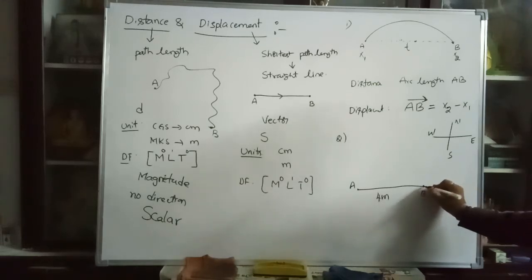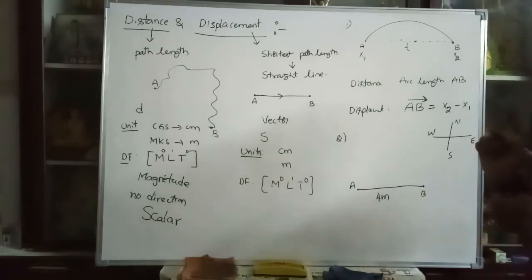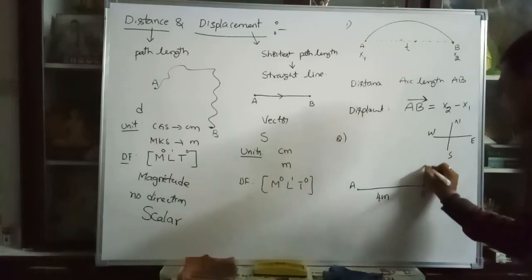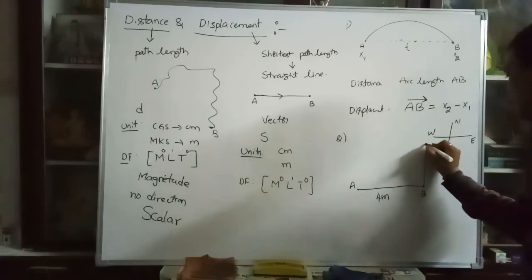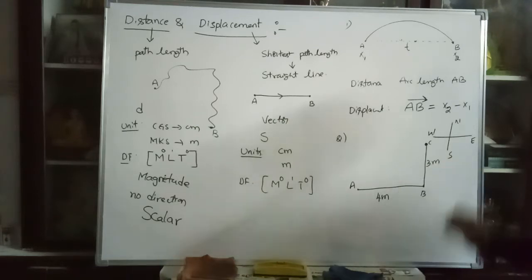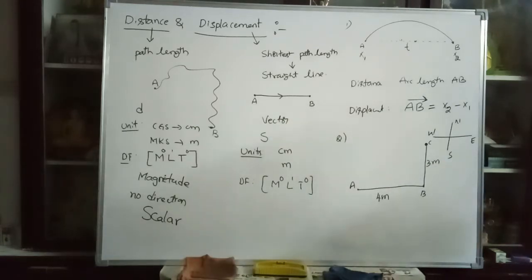After reaching the point B, he changes his direction from east to north. He moves towards north and reaches the point C. From B to C, he covers 3 meters distance. What is the distance and displacement? In this second application, they are asking distance and displacement.